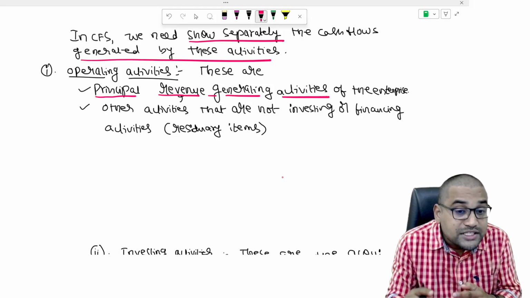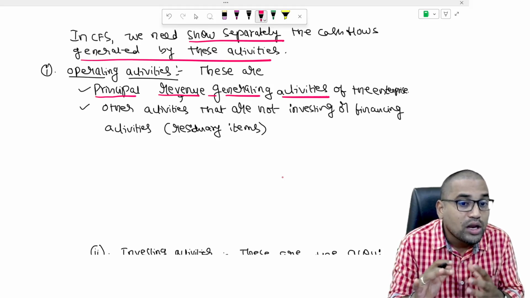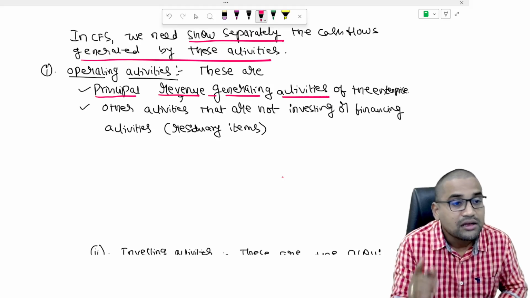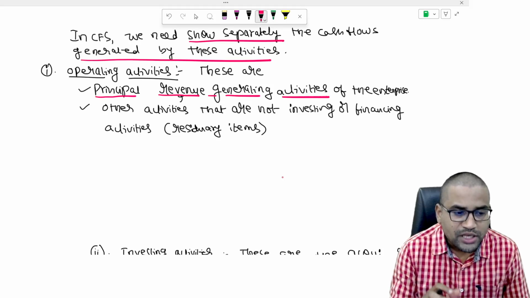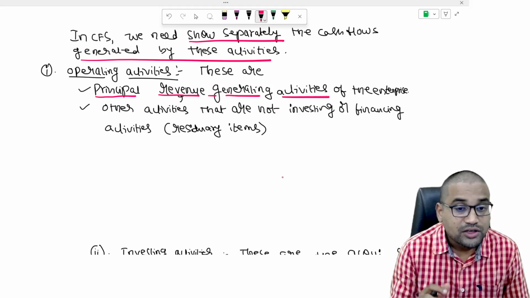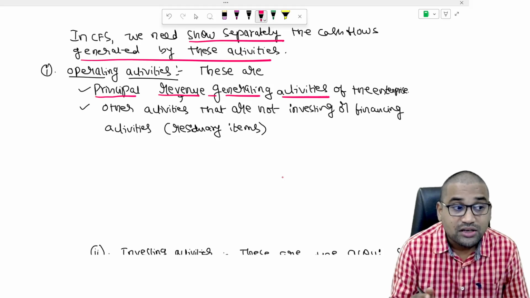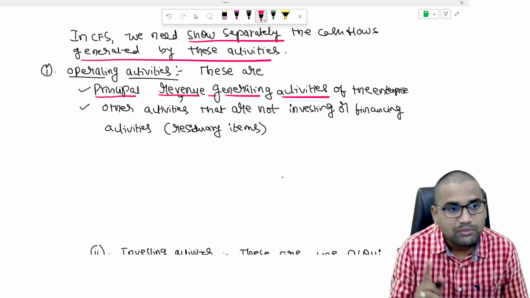Relating to that principal revenue generating activity, all the cash activities will be considered under operating activity. For example, I am a manufacturer cum seller. Suppose I am manufacturing something. To manufacture something, I need to incur a lot of expenditure. In that expenditure, all the items involving cash will come under operating activity.